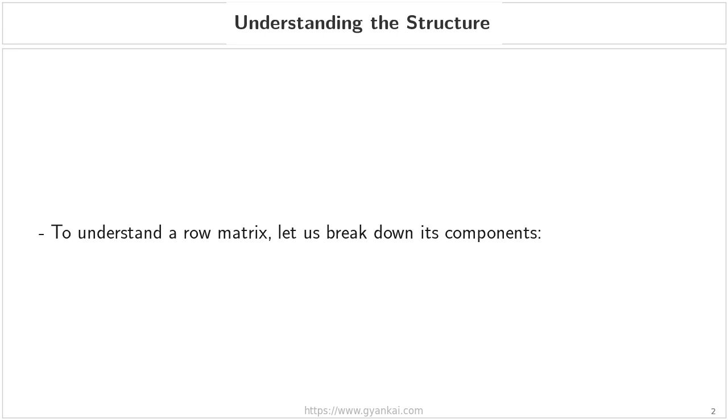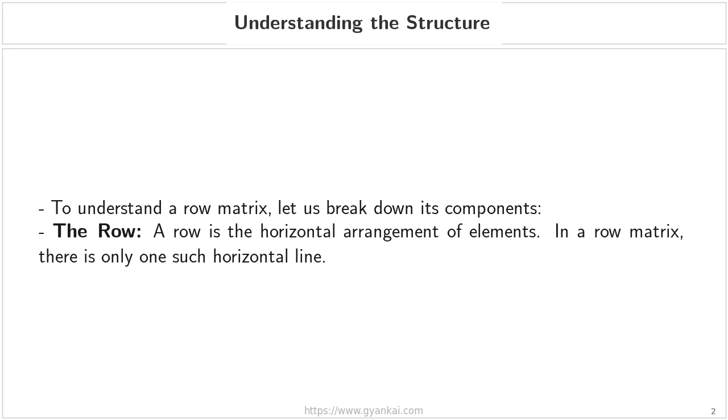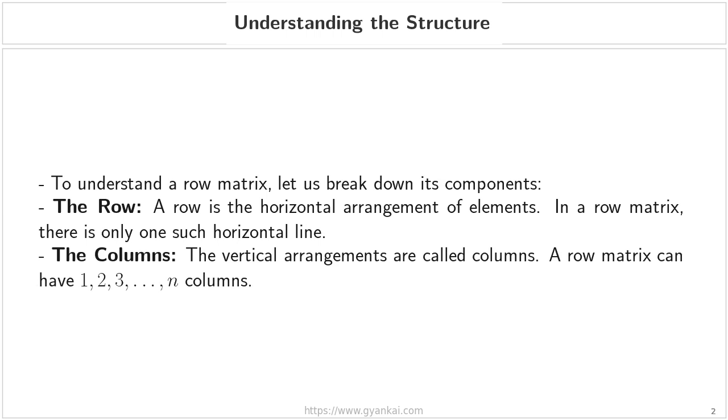Understanding the structure. Now that we have a basic definition of a row matrix from the previous slide, let us dive deeper and break down its structural components to understand exactly how it is constructed. First, let's look at the row. In mathematics, a row refers to the horizontal arrangement of elements. As we established in the introduction, the defining characteristic of a row matrix is that it consists of exactly one such horizontal line. Next, we have the columns.